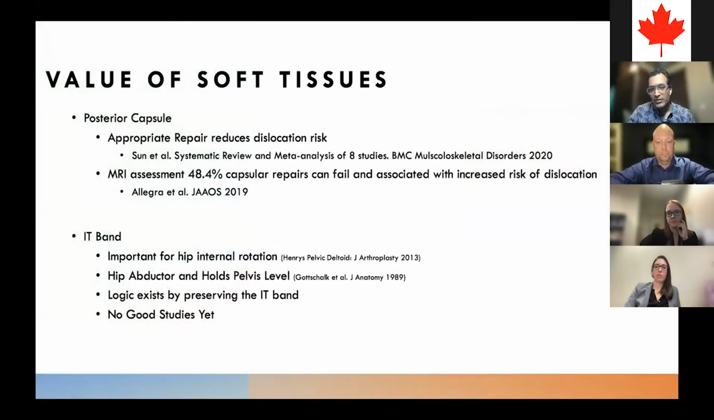And the value of soft tissues is extremely important. For example, the IT band is an extremely important internal rotator, hip abductor, and holds the pelvis level. And it's logical, if you preserve the IT band, you'll get better results. Now, unfortunately, there are no real good studies to assess specifically the IT band, but we do know, for example, the posterior capsule. If you repair the posterior capsule, there are many studies and systematic reviews and meta-analyses showing that if you repair it, it reduces the risk of dislocation of the posterior approach.